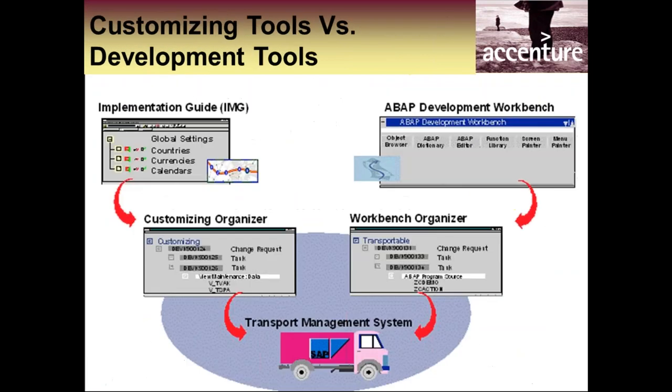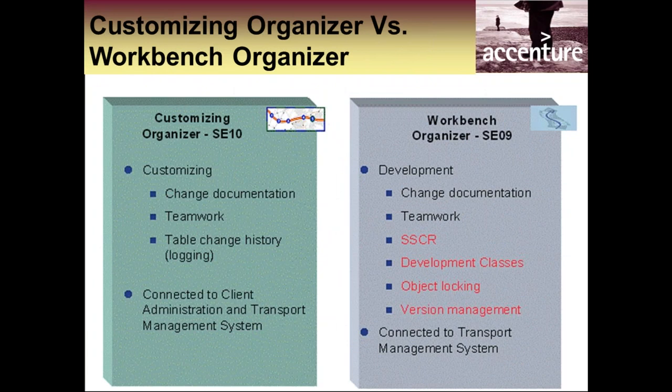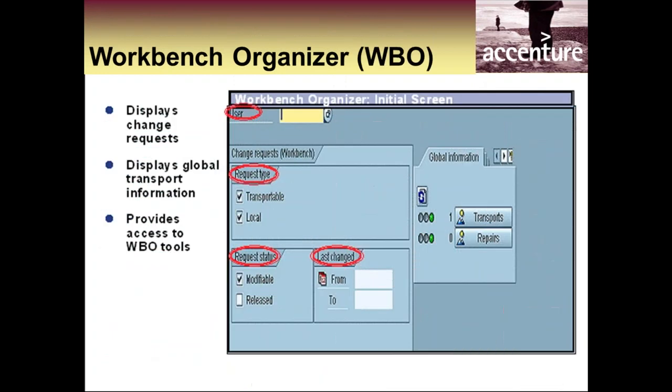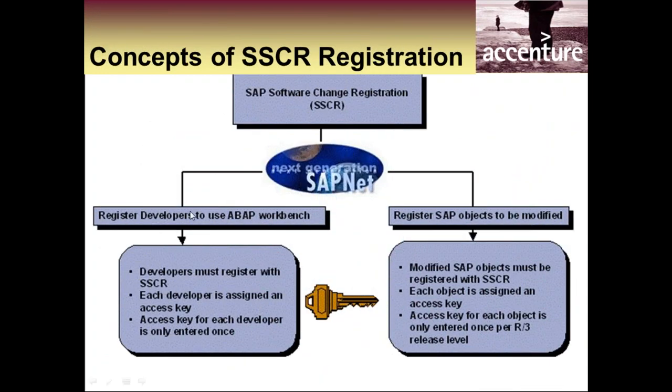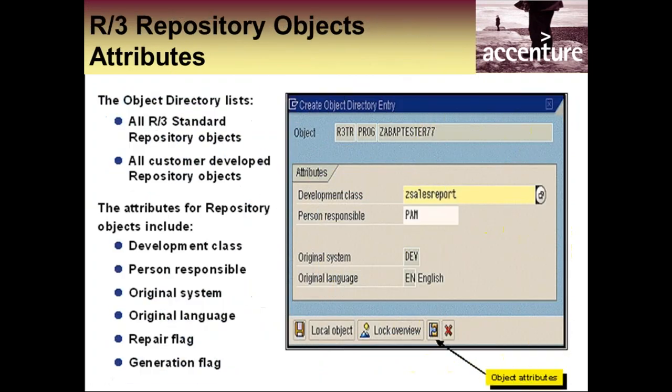How the implementation guide works, this is a normal one. And what is the difference between SE09 and SE10? It's a normal difference. It's customizing, it's workbench, and the keys will be generated. Okay, this is the workbench of SE09 and SE10. Only the request will have these options. The task and the objects are normal.